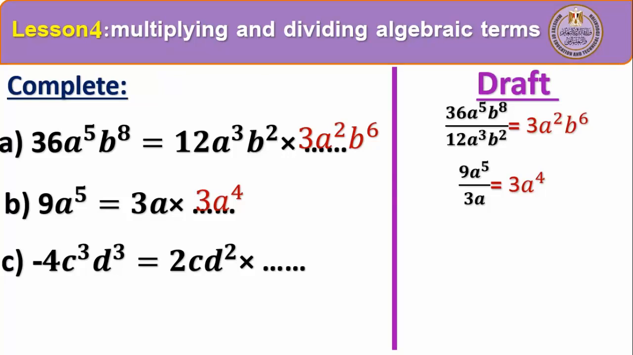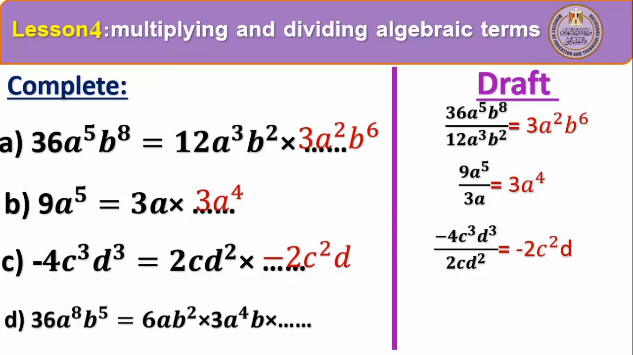Negative 4 divided by 2 equals negative 2. c^3 divided by c equals, excellent my dear, c^2. What about d^3 divided by d^2? Who can? Excellent! d^3 divided by d^2 equals d. So the result will be negative 2c^2 d.